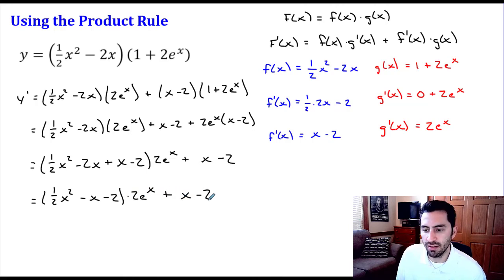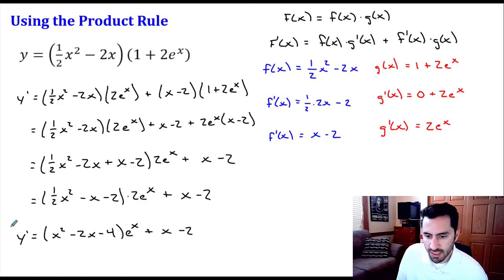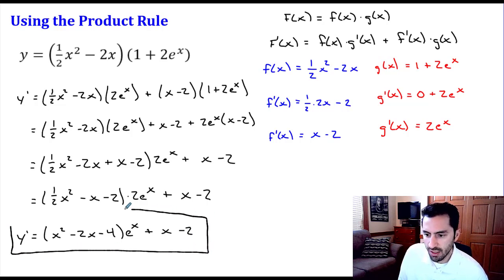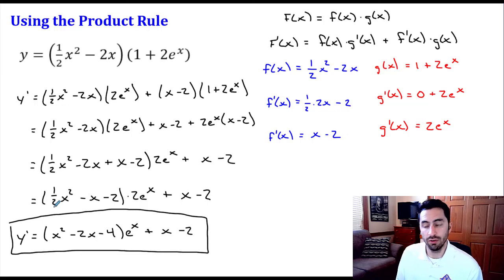And then I think the last thing, let's take the 2 from in front of 2 e to the x, and let's distribute that through this set of parentheses. So for my final answer, I'm going to have 1/2 times 2 is x squared minus 2x minus 4. That's all being multiplied by e to the x. And we still have our plus x minus 2 at the end. So that seems pretty clean. We're simplified as much as I want. And it's in a form that would be easy to use.